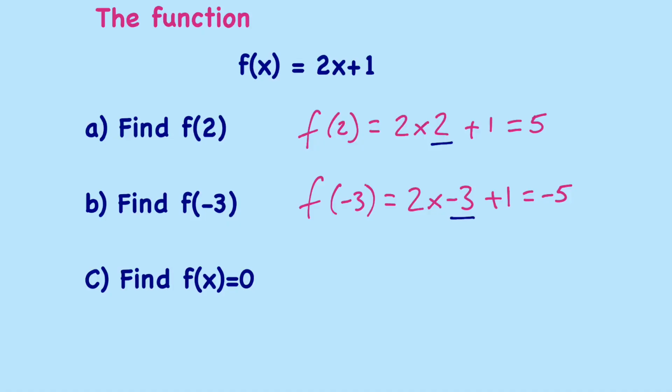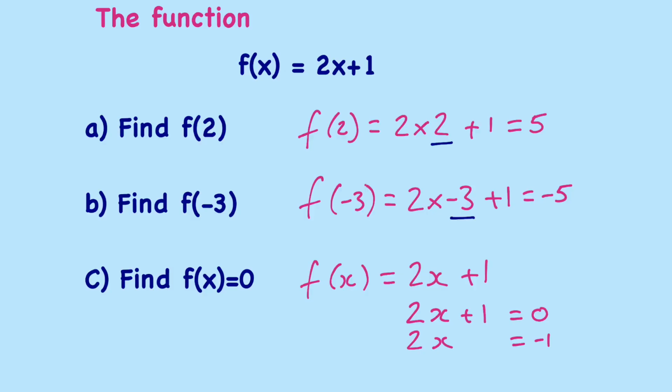For part C, it is slightly different. It is saying f of x equals 0, which means the output equals 0, so we need to find out what input gave us the output of 0. So how we do that is we solve it by using an equation. So we have our function f of x equals 2x plus 1, and we know that whenever we work out the input times by 2 plus 1, it gives us the answer of 0. So we need to see what is the input that gives us the output of 0. So we rearrange, get 2x equals minus 1, and then x equals minus a half.